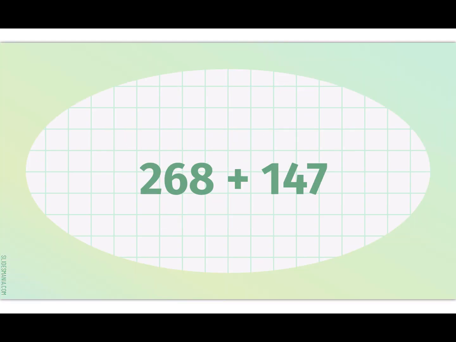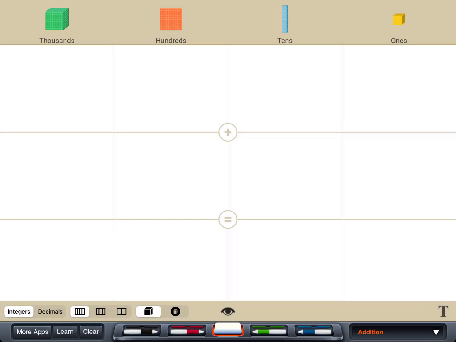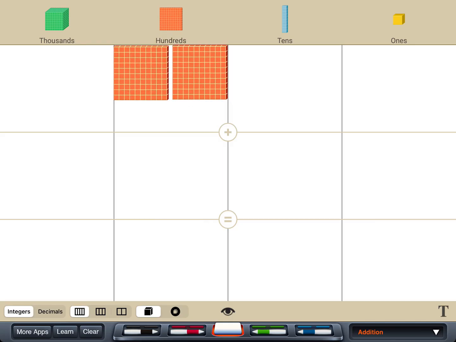So let's try a bigger example, 268 plus 147. So let's model 268 first. We have 2 hundreds blocks, six 10 rods, and 8 ones cubes.